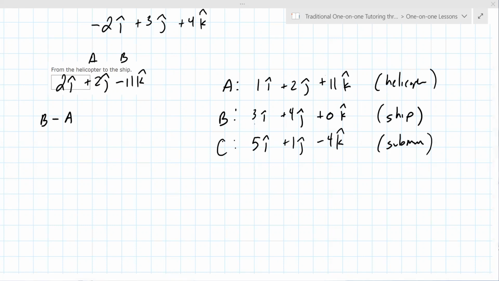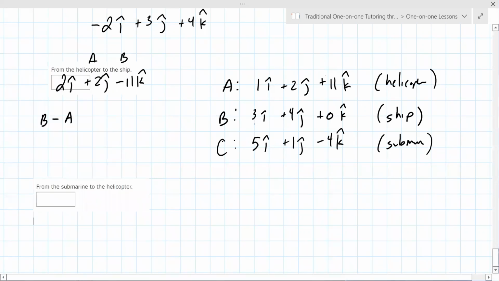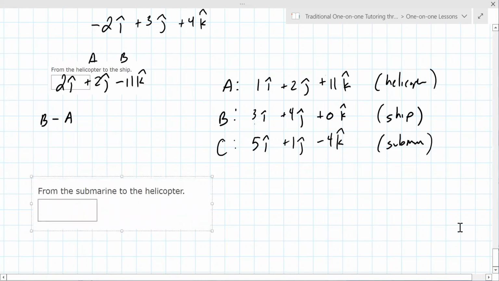Are you able to follow this? Kind of. Kind of, okay. There's really no calculus yet. That's the one sort of hope here. Part C is from the submarine to the helicopter. There's no calculus 2 related to calculus 3, no? No, there is, but you won't see it for a while.